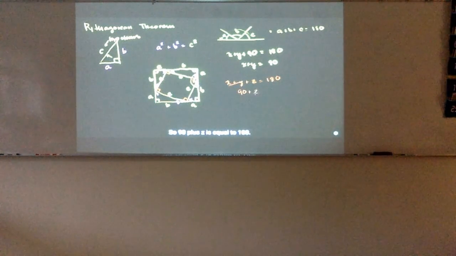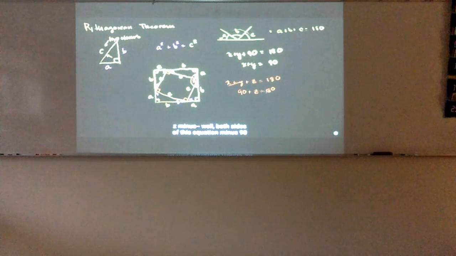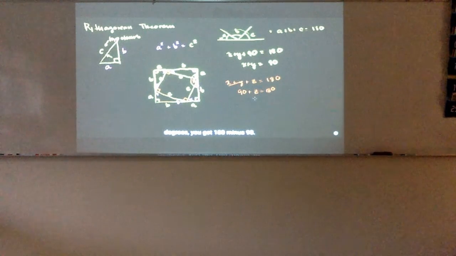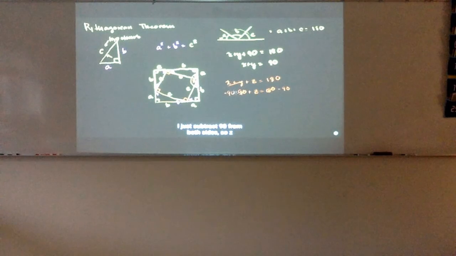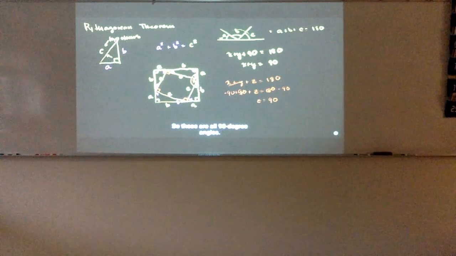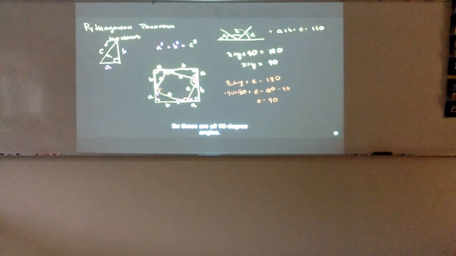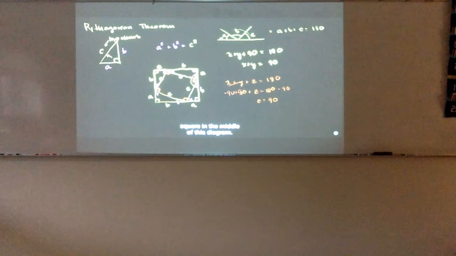So 90 plus Z is equal to 180. Subtracting 90 from both sides, you get 180 minus 90. So Z is equal to 90 degrees. So these are definitely all 90 degree angles inside, and their sides are all the same length, C. So this is a square in the middle of this diagram.